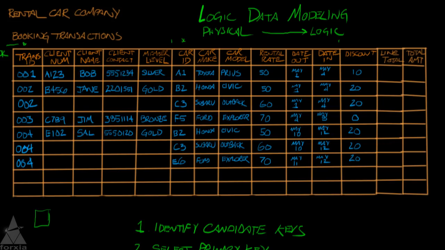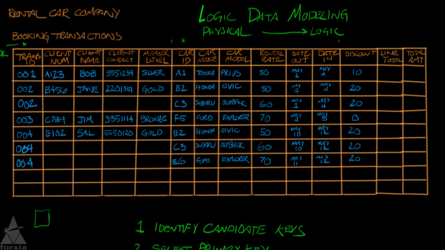Welcome back to the discussion on normalization and creating a logic data model. In this example, we have a car rental transaction company, and this is their database board. Perhaps it's a large whiteboard in a room somewhere where they track all the database information, all the cars going in and out, and all the bookings, and the actual transactions. When they're done, they'll write that onto a ticket. They can erase the line off the board and then put the next piece of information on the board.